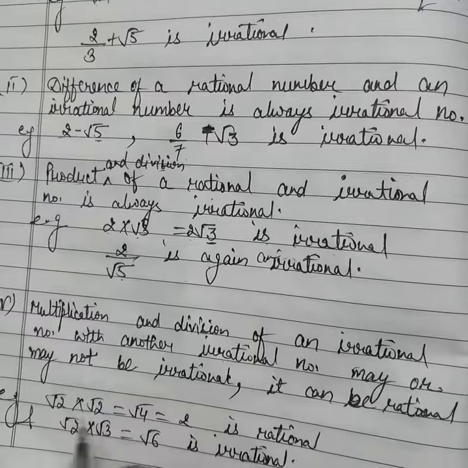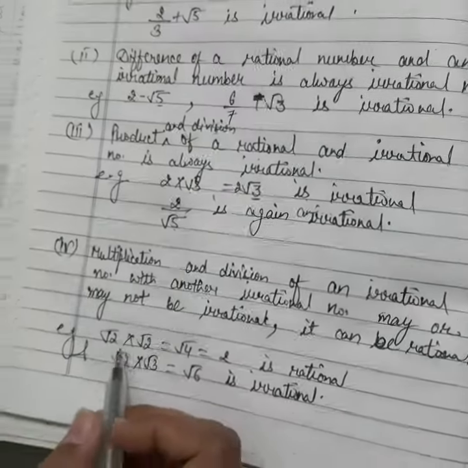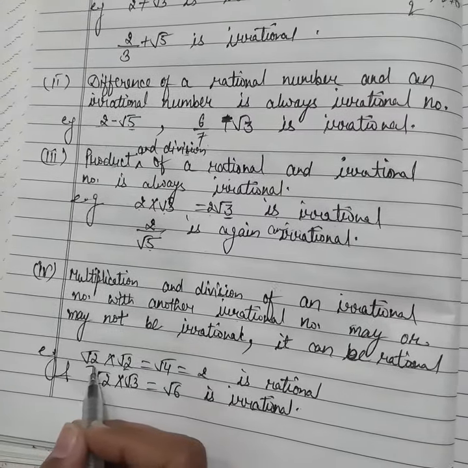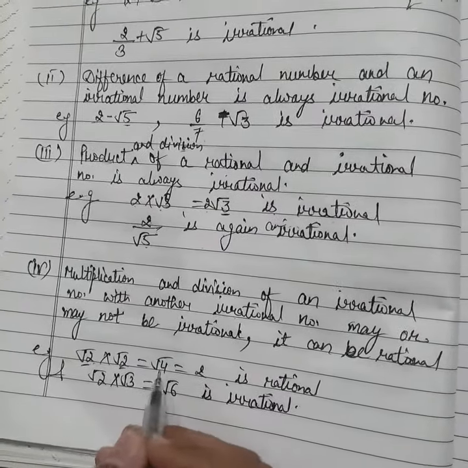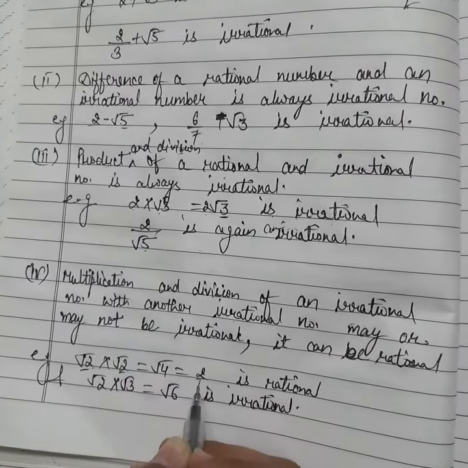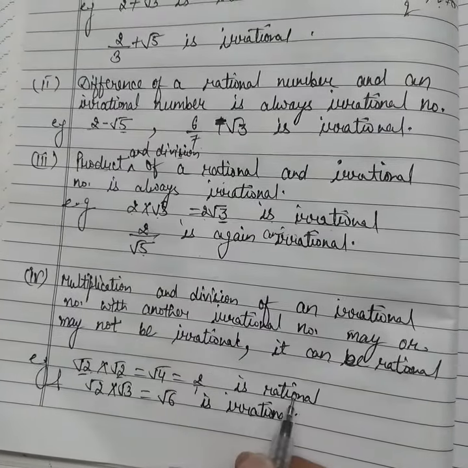Here are some examples. If these two numbers are the same, like under root 2 into under root 2, these are two irrational numbers, but both numbers are the same, and 2 into 2 is 4, and under root 4 equals 2, which is of the form p by q, therefore it is rational.